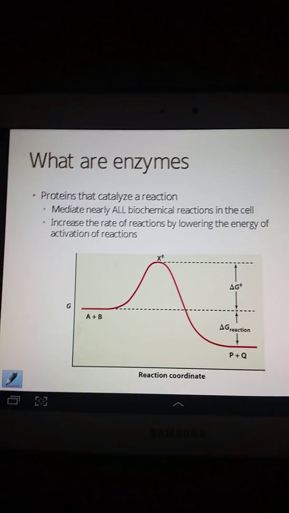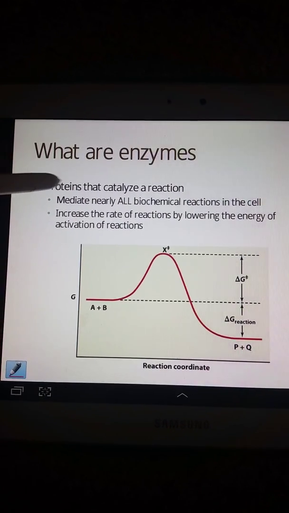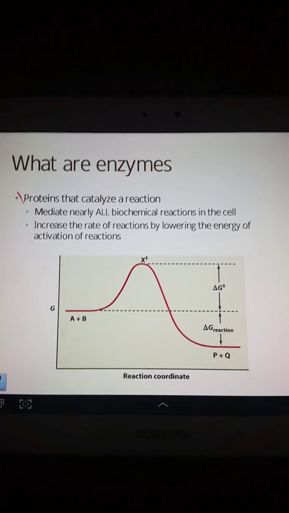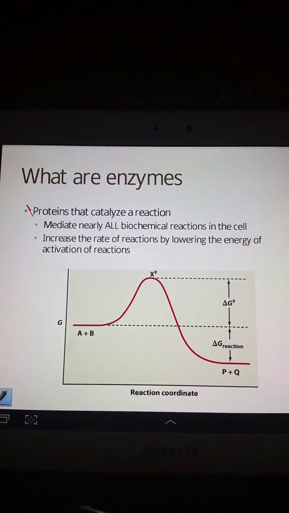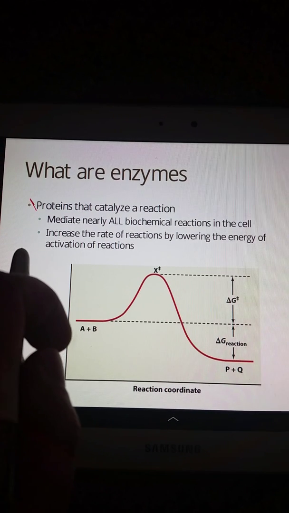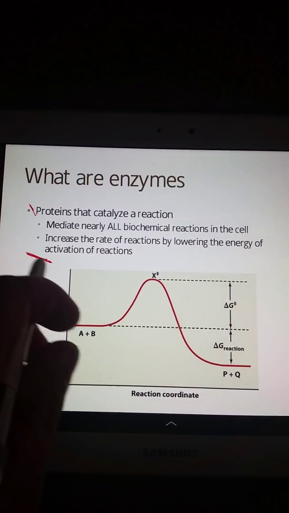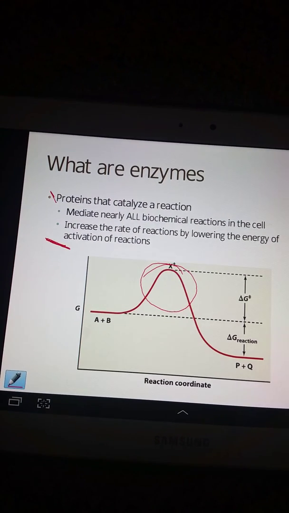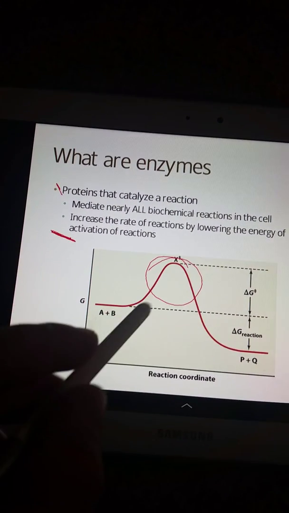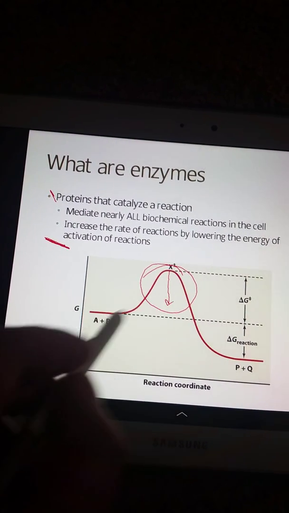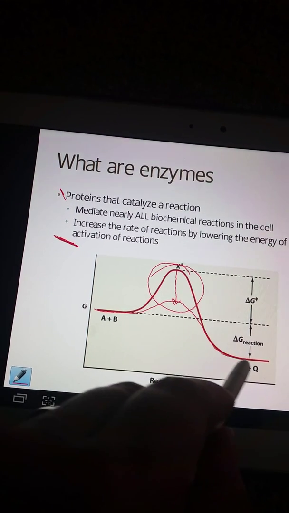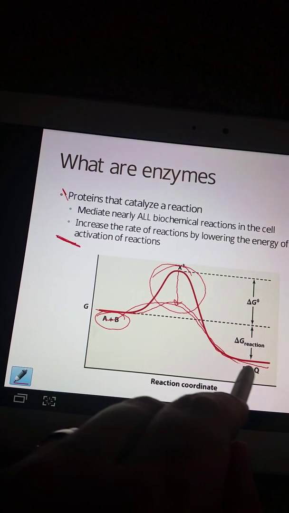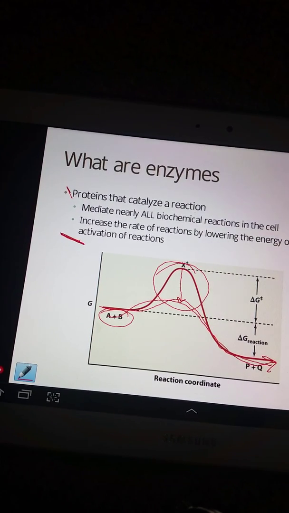So first off, what are enzymes? Well, enzymes are proteins that catalyze a reaction. They mediate nearly all the biochemical reactions in the cell, and they're able to catalyze, or increase the rate of, reactions by lowering the energy of activation for a reaction. So if we can decrease this energy of activation, our reactants can go through the reaction coordinate much sooner to become products.